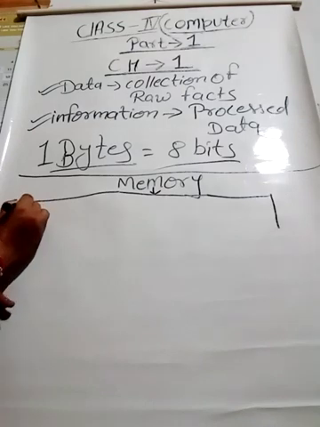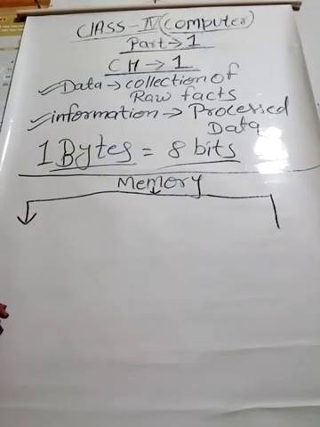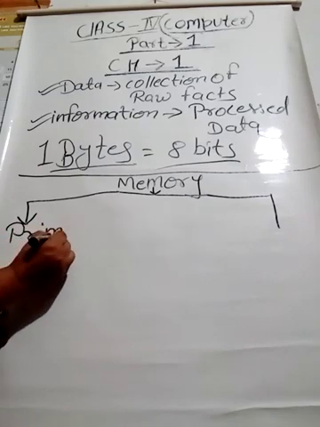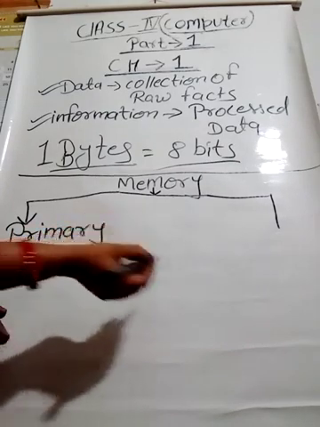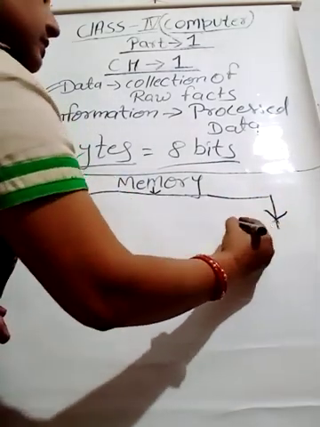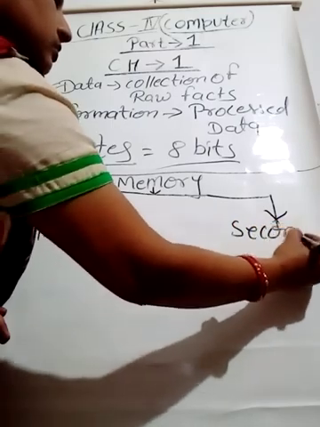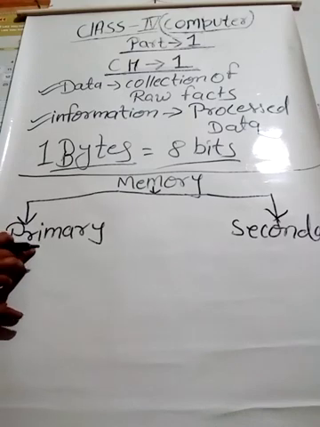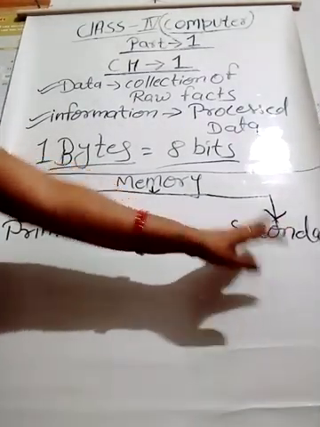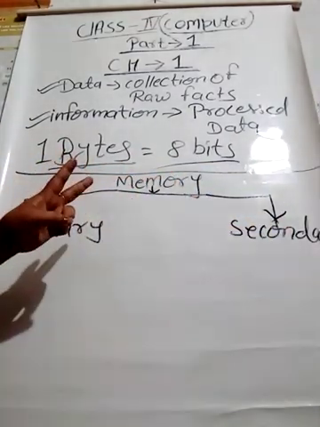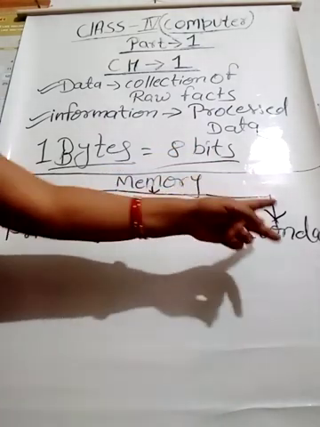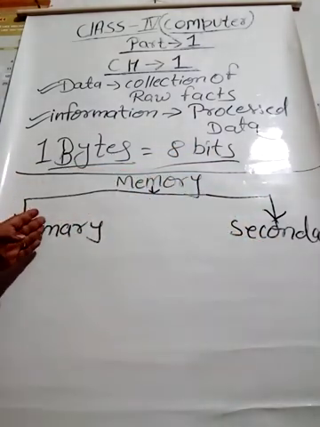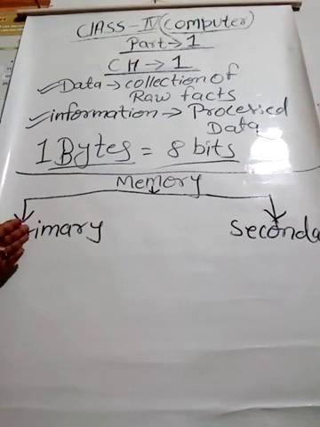Memory is classified in two parts. The first one is primary memory and the second one is secondary memory. First of all, I am going to explain primary memory.